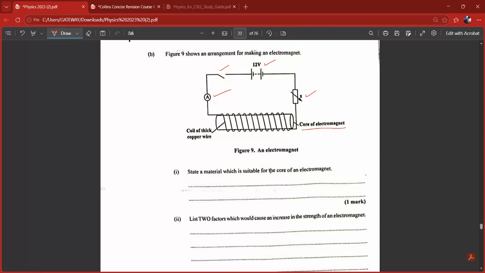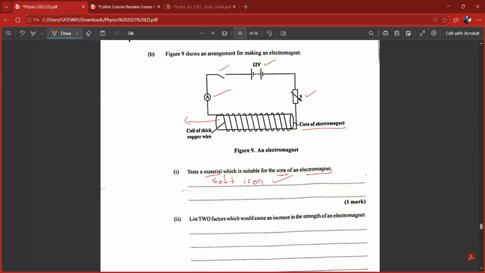States a material which is suitable for the core of an electromagnet. In other words, what should this cylinder be made up of? What material? So I have the material should be soft iron core. In other words, soft iron, right? And you can get it in any textbook as well.